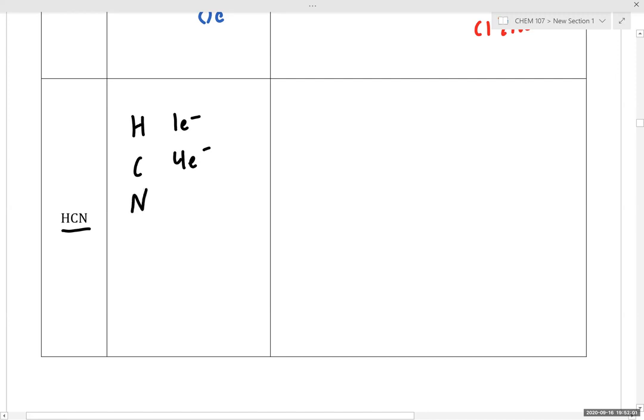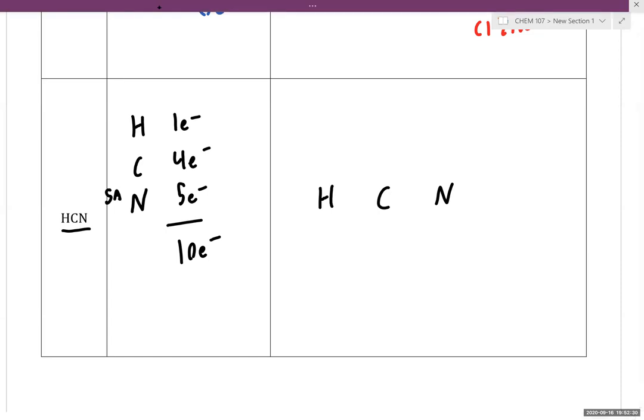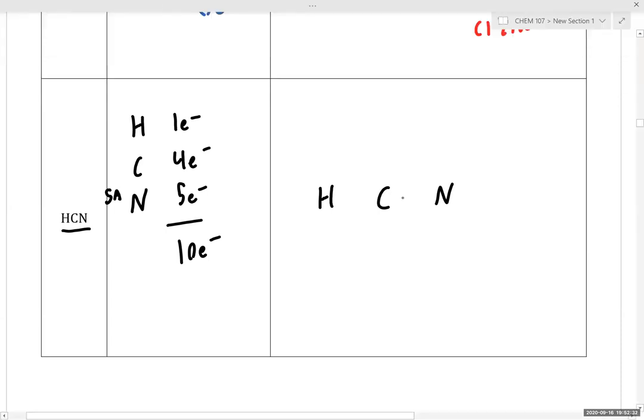What about nitrogen? How many electrons does nitrogen contribute? 5, exactly right, because nitrogen is a 5A element. We add up our total and we have 10 electrons. So what is our central atom going to be? Carbon, yep, exactly. So we have carbon, nitrogen, and hydrogen. Then we're going to form 1 bond each.